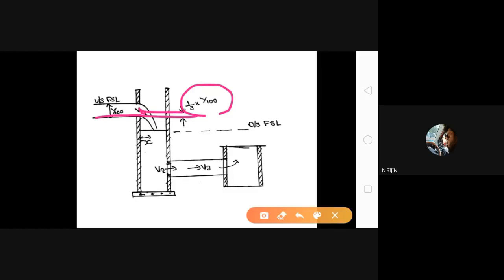Approximate reduced level of center of pressure of the water through the trapezoidal notch will be equal to canal bed level plus 1/3 into water depth.